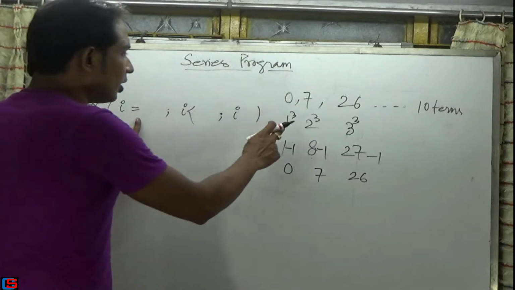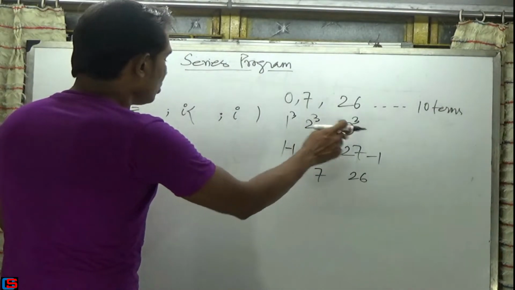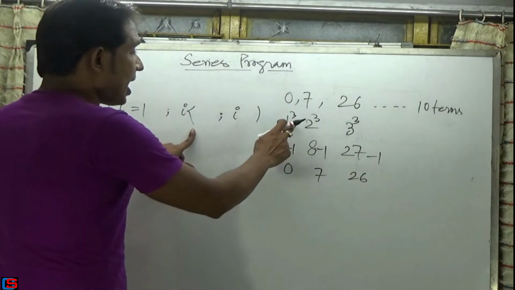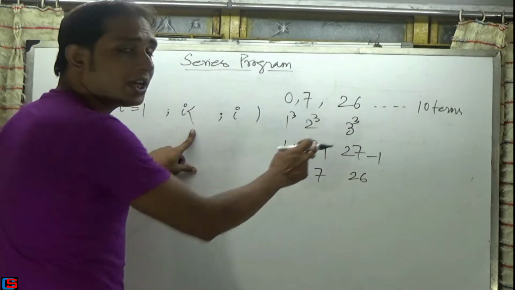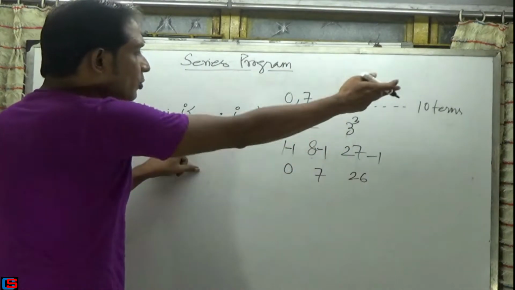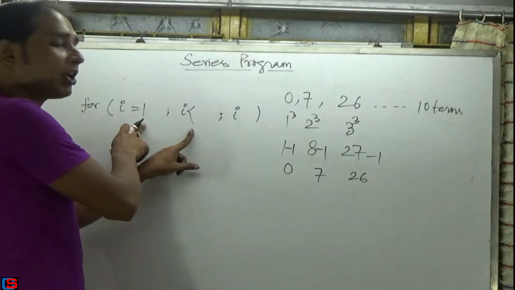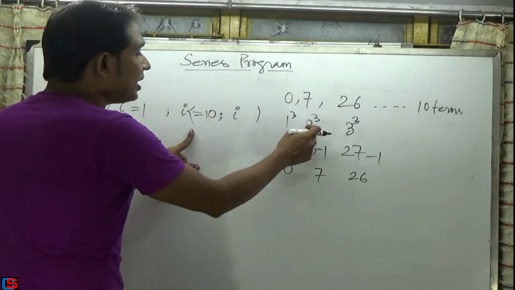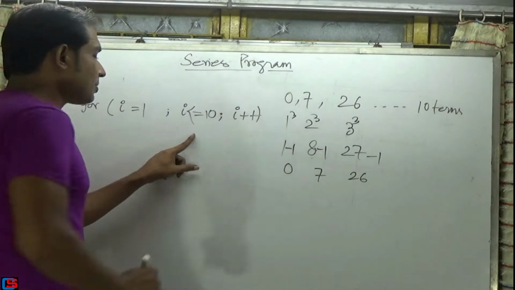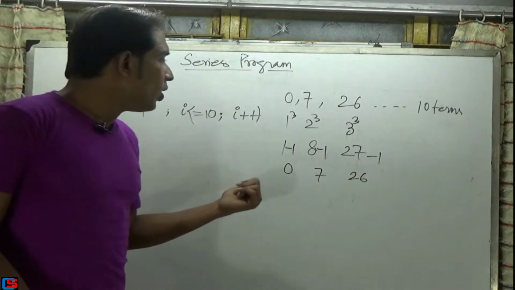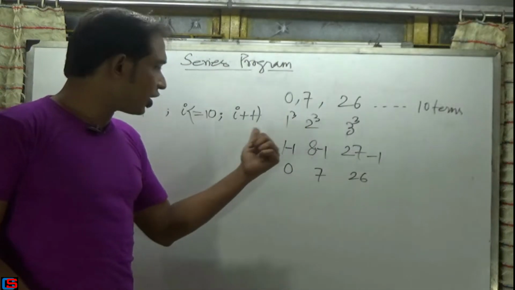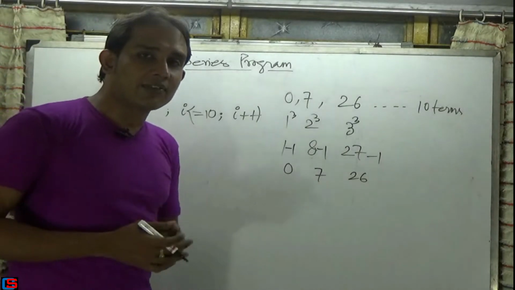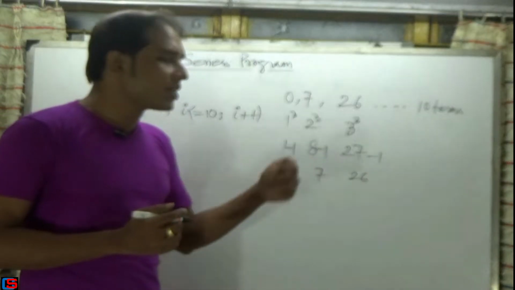As the loop starts from 1, the initial value of I is 1, and the increment takes place by 1, so 1, 2, 3. Up to 10 terms, so the final value will be 10, and the value will increase by 1, so I plus plus. Within the loop we are going to cube the number stored in the variable I, and then subtract 1, and then this series will generate.